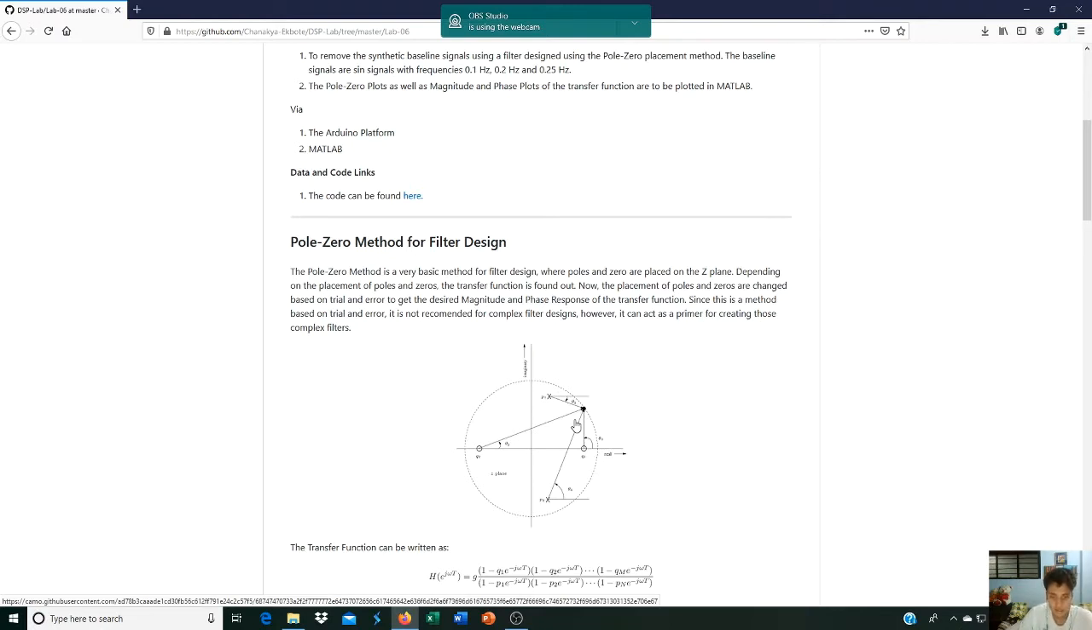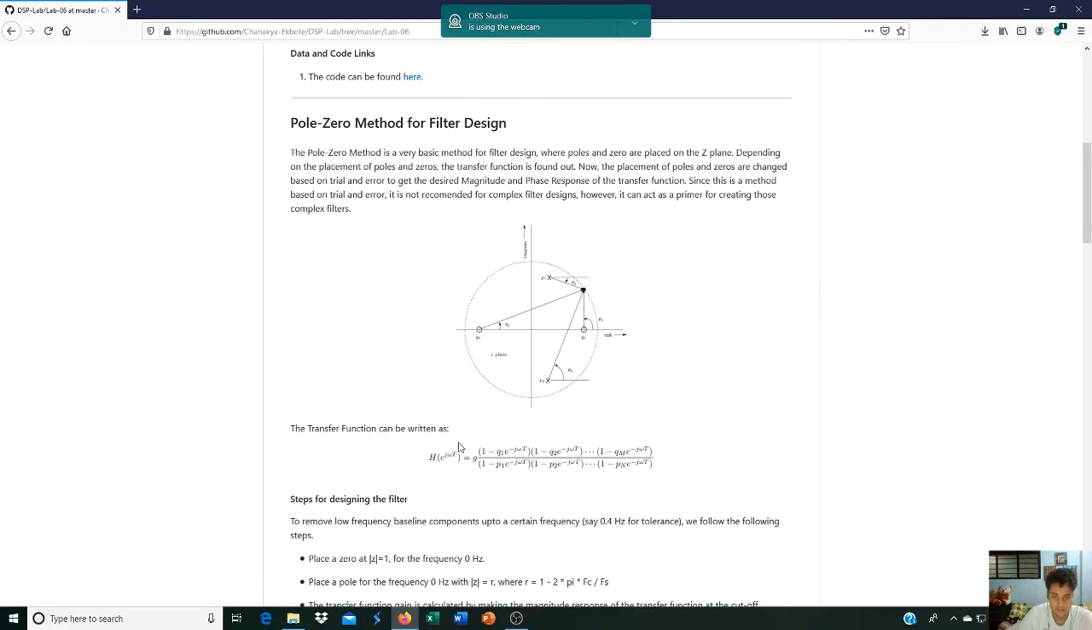However, it is a very easy method for starting off a particular filter. If we don't know what filter to start out with, we can create a basic filter using a pole zero method and use it as a primer for higher order filters. Hence, this method is useful.